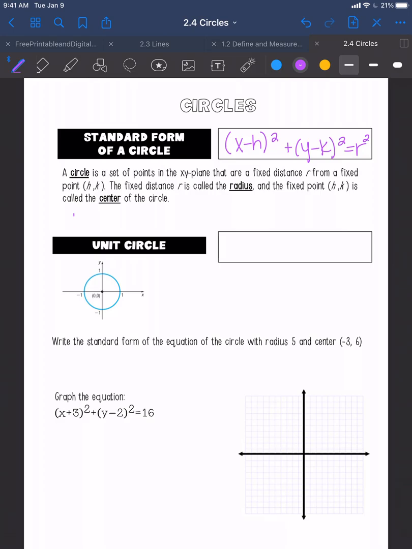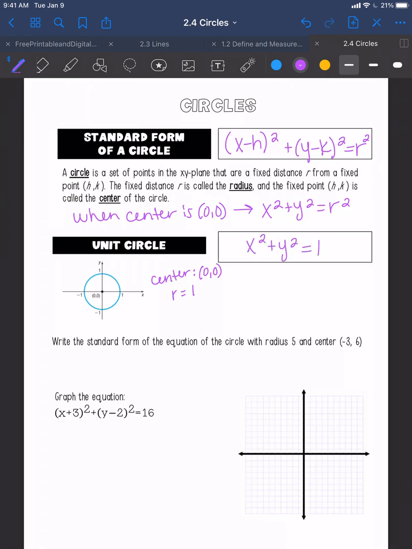Some special cases here: when the center is (0, 0), we can just use the equation x squared plus y squared equals r squared, because x minus 0 is just x, y minus 0 is just y. So that is commonly used. And then we also have what's called the unit circle. The unit circle is when the center is (0, 0) and the radius is 1. So our standard form for that is x squared plus y squared equals 1.